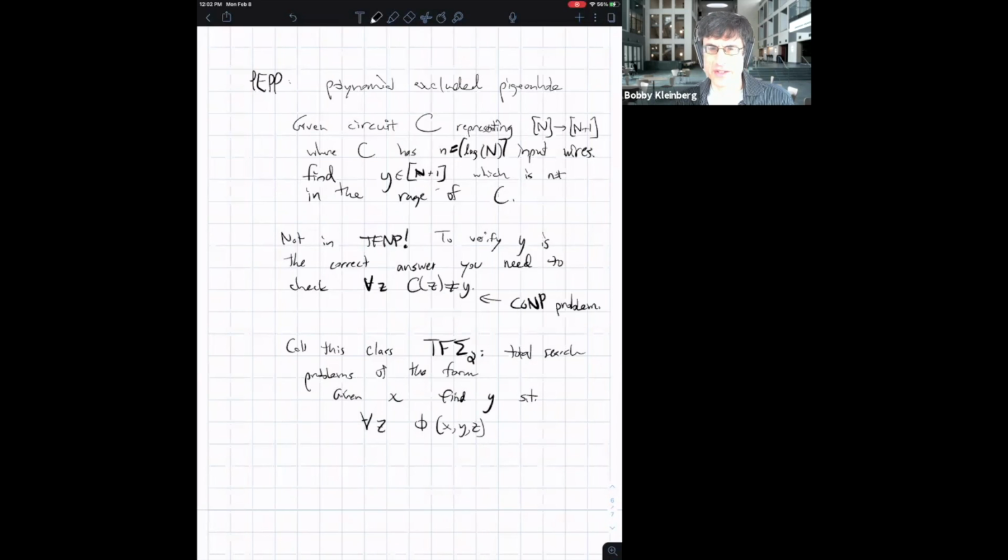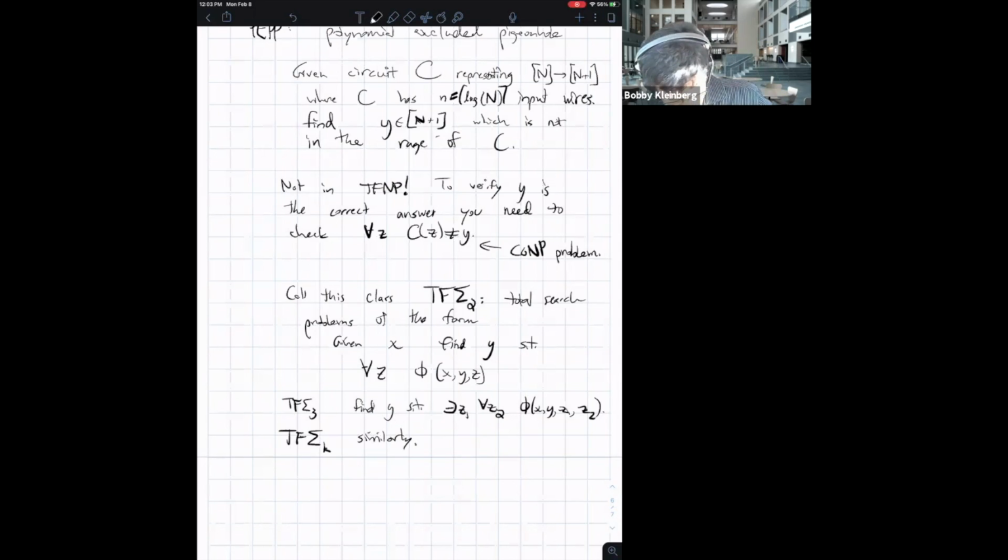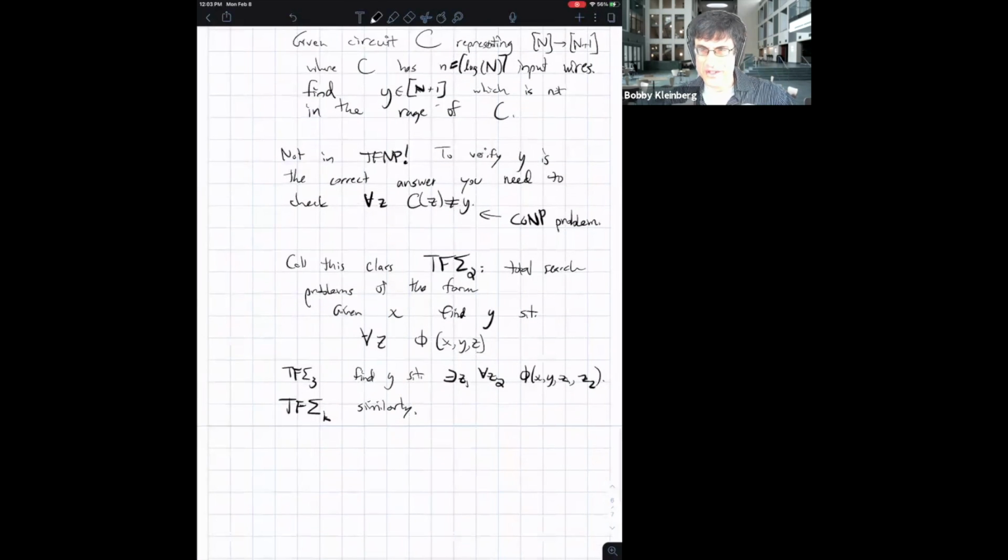And we can build a bigger hierarchy by allowing more quantifier alternations. So TF sigma 3 would be: find Y such that there exists a Z1 for all Z2, phi of X, Y, Z1, Z2. And in general, TF sigma K could be defined for any finite K similarly. The question, of course, is does this hierarchy contain interesting problems?